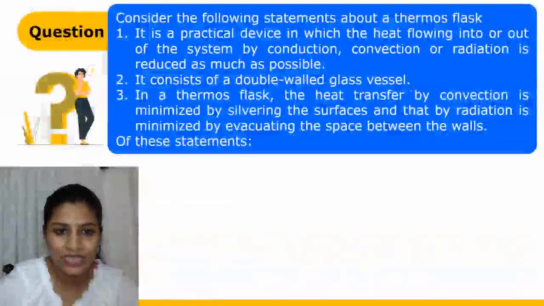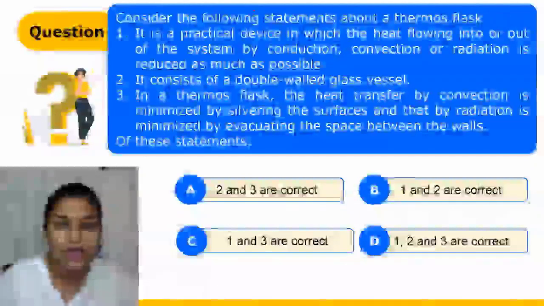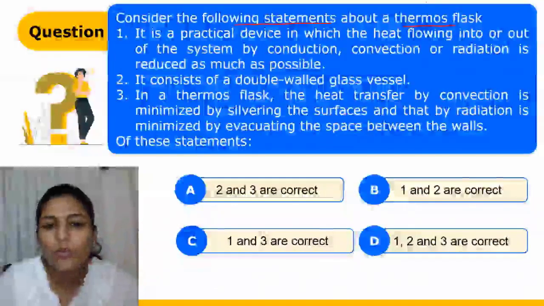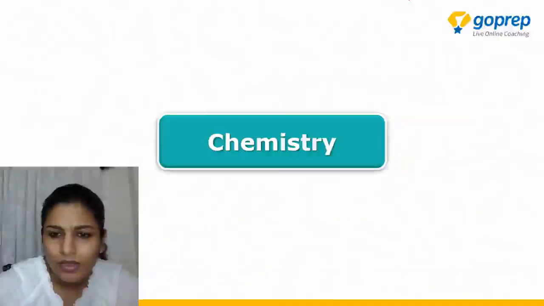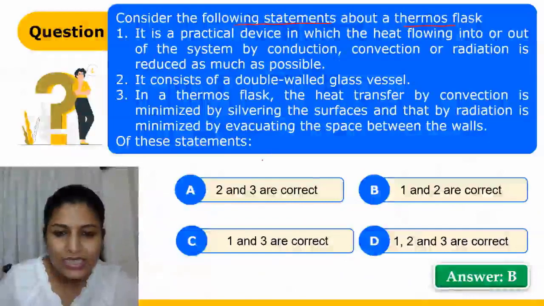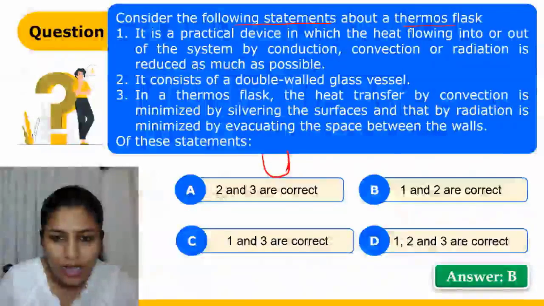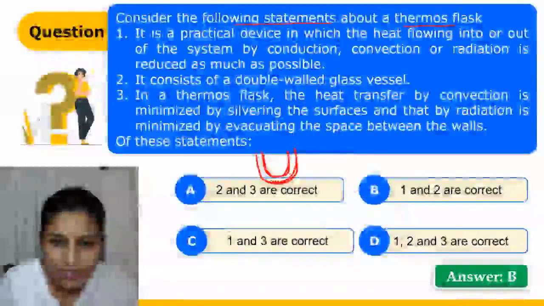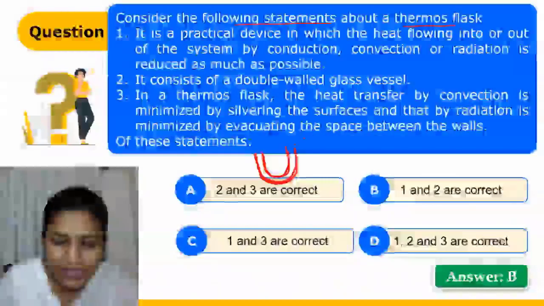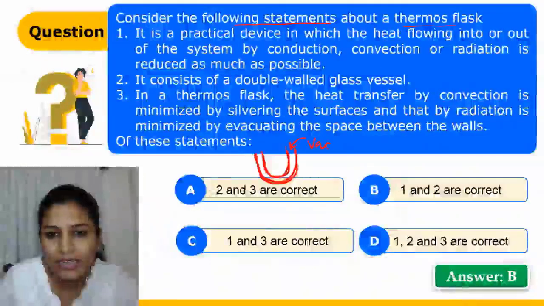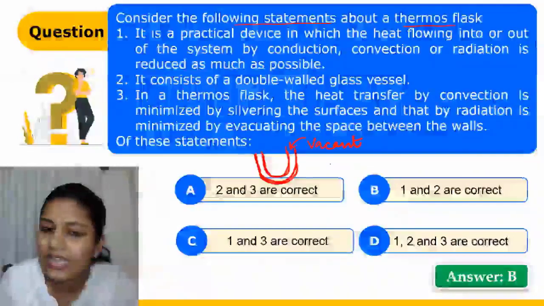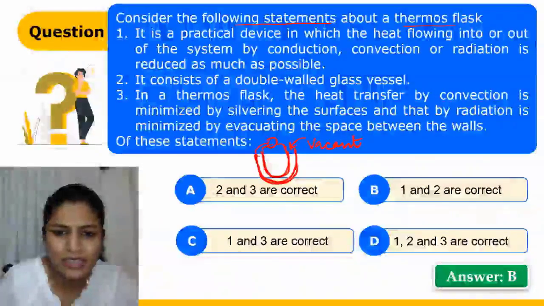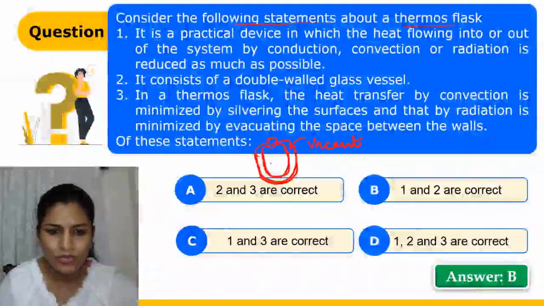Moving on to our next question, which says that we have to consider the following about a thermoflask. First of all, what is a thermoflask? It is a container type of thing having two layers like this. This space is vacant. There is nothing inside this space, and we store water and other things in it. Okay. So now let us see what the options are telling us.